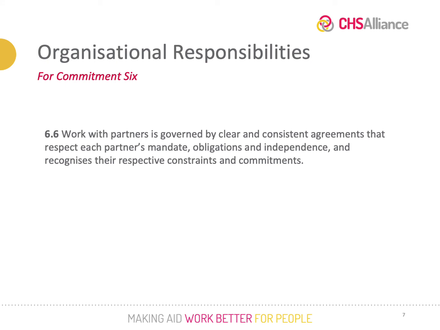Indicator 6.6 expects that work with partners is governed by clear and consistent agreements that respect each partner's mandate, obligations, and independence, and recognize their respective constraints and commitments. Again, you need to read the indicator carefully. It is asking for both clear and consistent agreements that respect each partner's mandate, obligation, and independence, and clear and consistent agreements that recognize partners' respective constraints and commitments.